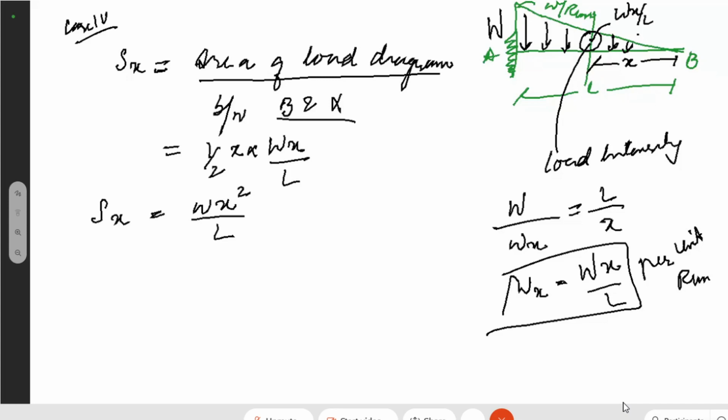Sir, can you please repeat this shear force at any point? A bit louder. Can you repeat once, please?